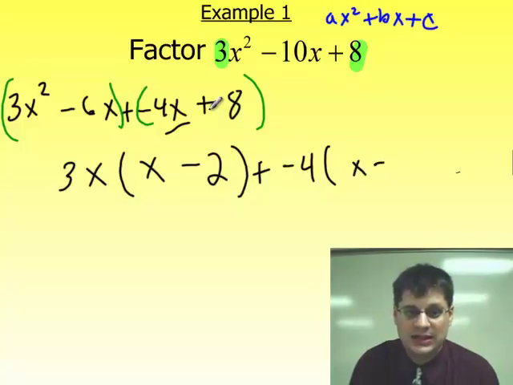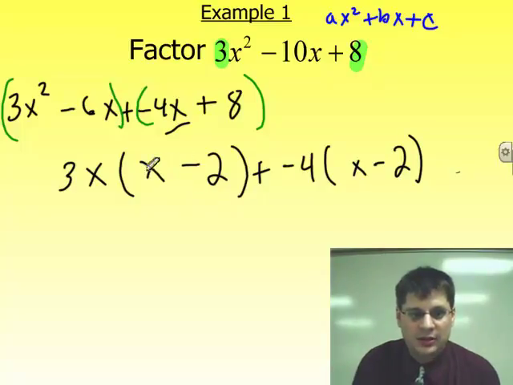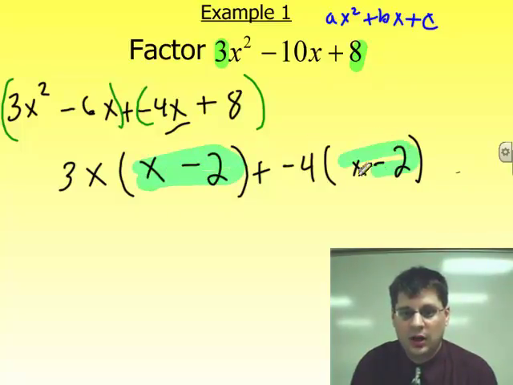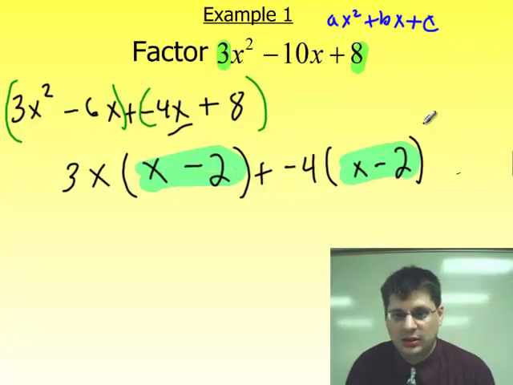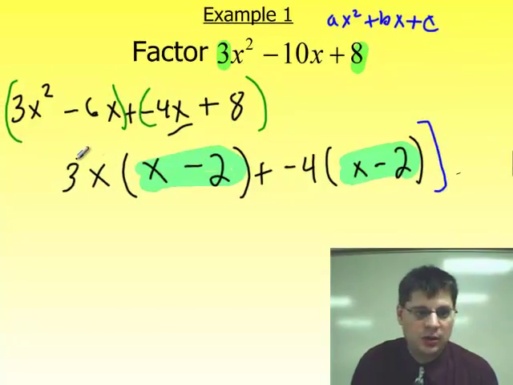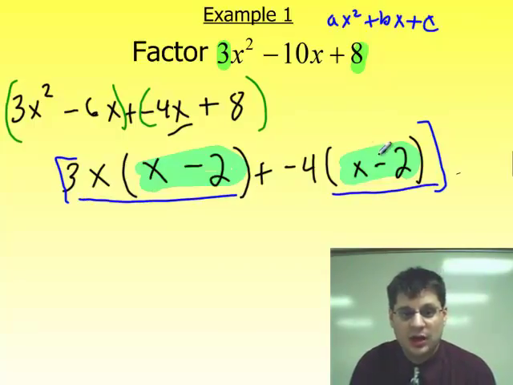And then that plus 8, since I'm factoring out a negative, changes to a negative 8. It's like dividing by a negative 2. And if you did it right, you'll notice that this term and this term are the same thing. And so we can view this as one big term. I have 2 terms here, and what do I have in common?